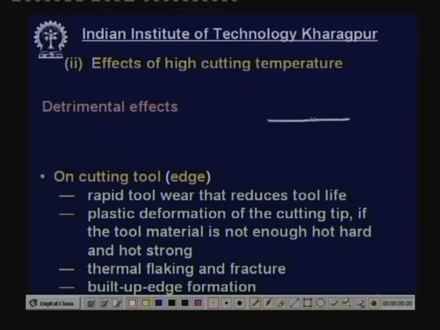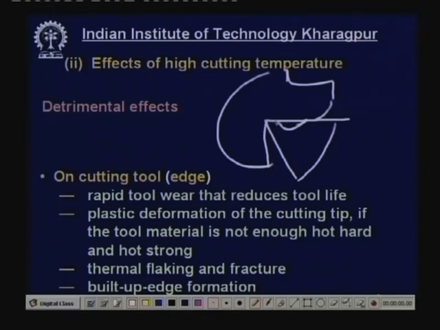Say this is the tool and the chip flows over it. Wear takes place on this rake surface, where material goes out, and here also the material goes out. Now, the rate of wear of this cutting tool increases with the increase in cutting temperature. When the cutting temperature is high, this wear grows very fast and the tool becomes blunt in a short time. So, it reduces tool life.